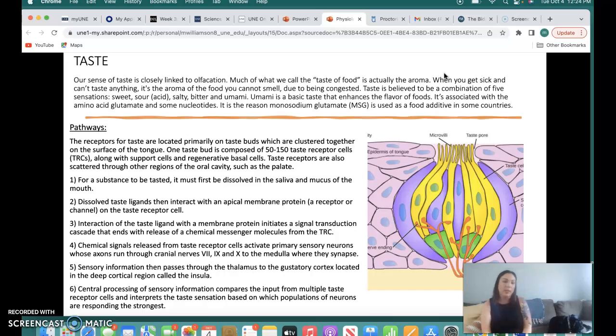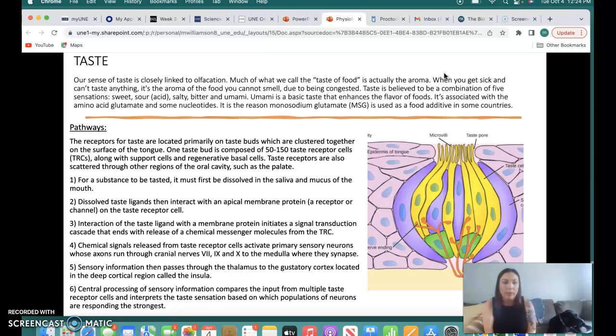Now we're going to talk about taste. Our sense of taste is closely linked to olfaction. Much of what we call the taste of food is actually the aroma of the food. When you get sick and can't taste anything, it's the aroma of the food you actually cannot smell. It's not that you can't really taste the food due to being congested.